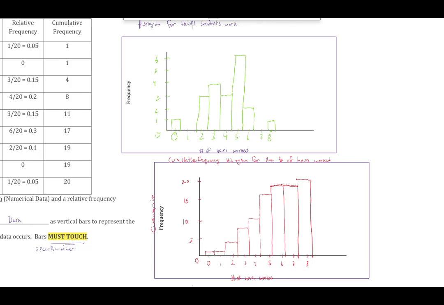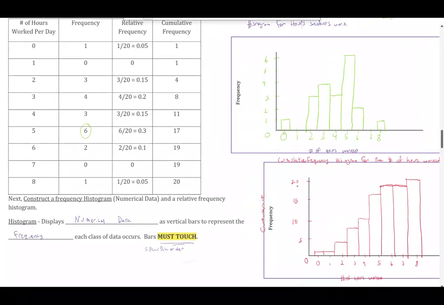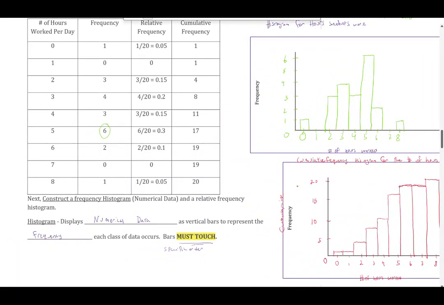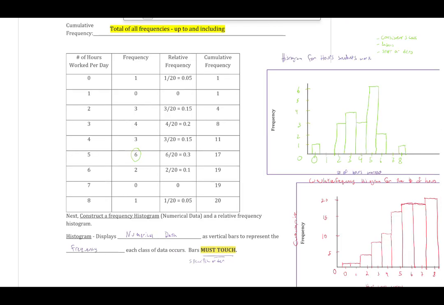All right, so that is a graph of the histogram for number of hours students worked, as well as a cumulative frequency histogram for the number of hours worked. Again, these are histograms. Histograms are used for numerical data. The bars must touch. And I have one more quick example I'd like to add into this video before I finish it.